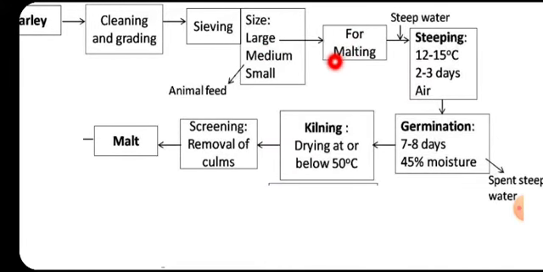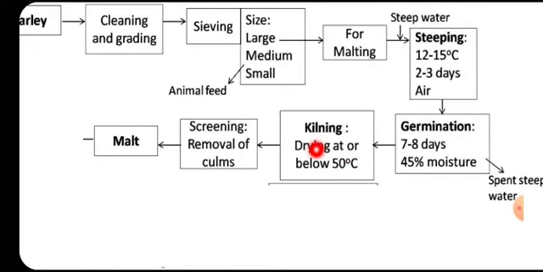In malting the important steps are steeping in water at 12 to 15 degrees Celsius for 2 to 3 days with continuous aeration. Germination, the water is separated. The process is for 7 to 8 days with 45% of moisture.